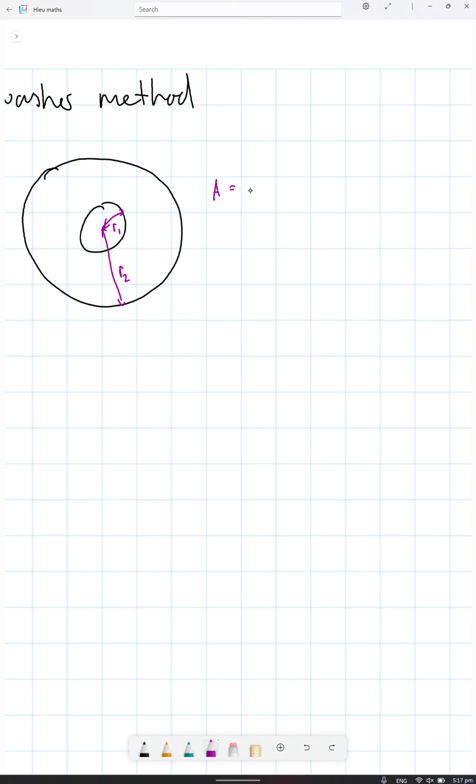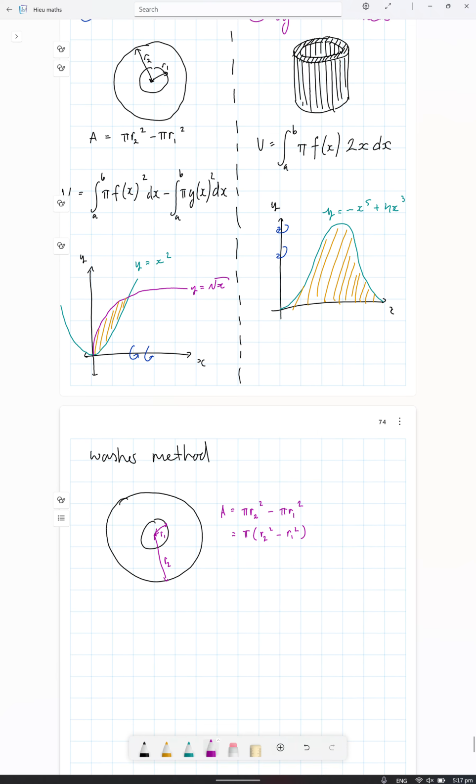So how do we say that? We take the area of the larger circle, which is pi R2 squared, minus the area of the inner circle, which is pi R1 squared. And we can simplify this as simply pi times (R2 squared minus R1 squared). There we go. So that's the area.